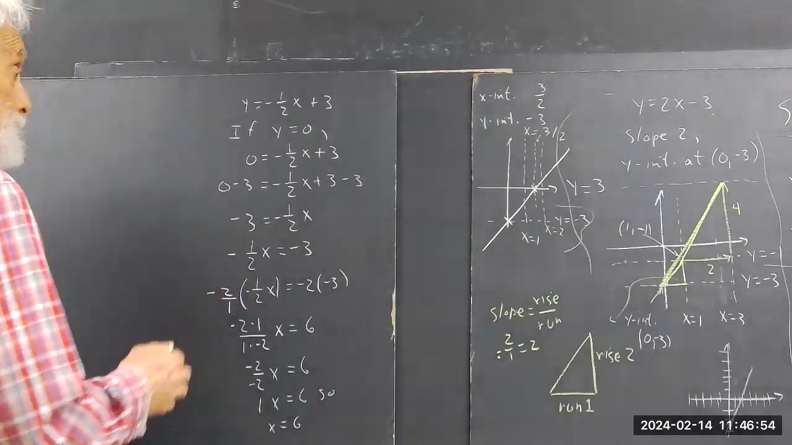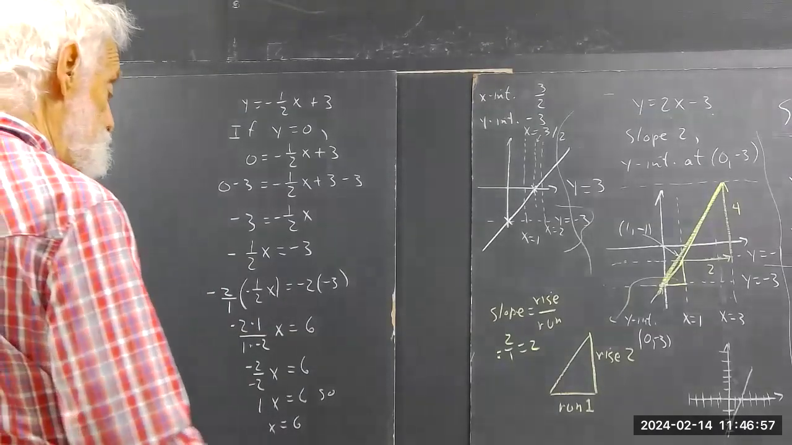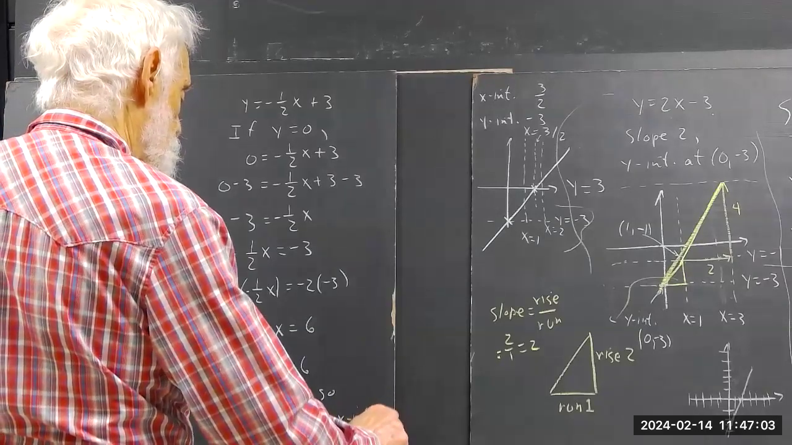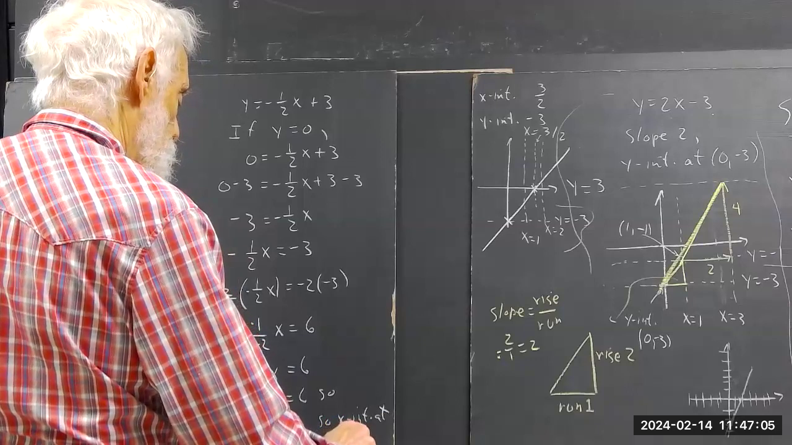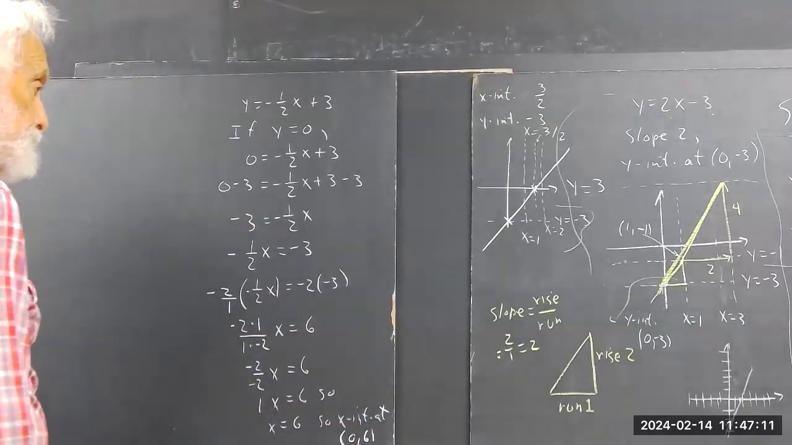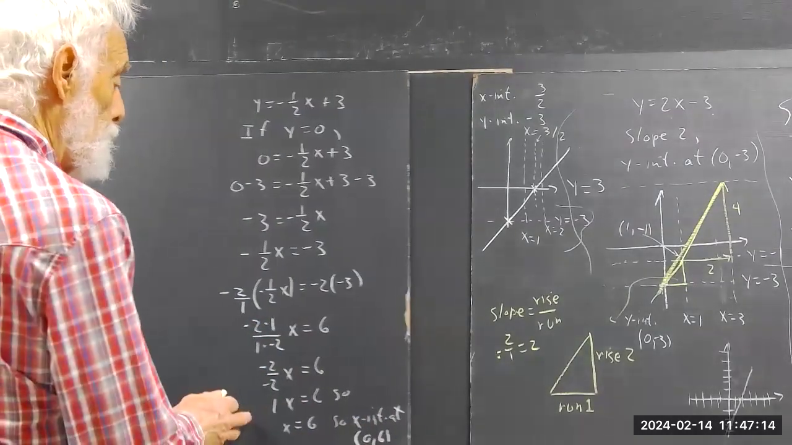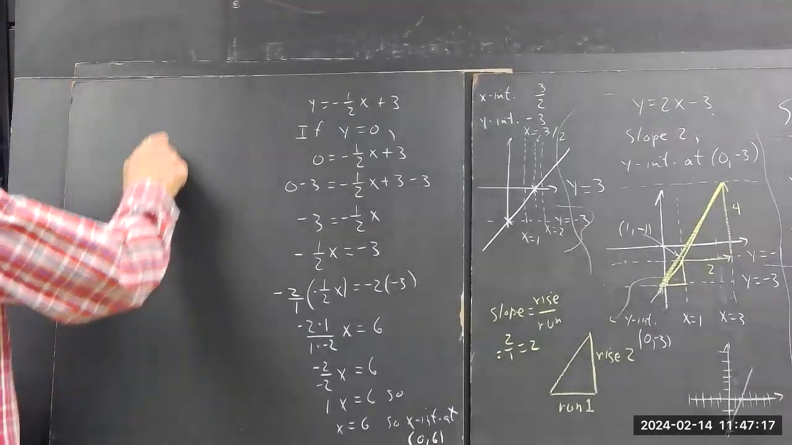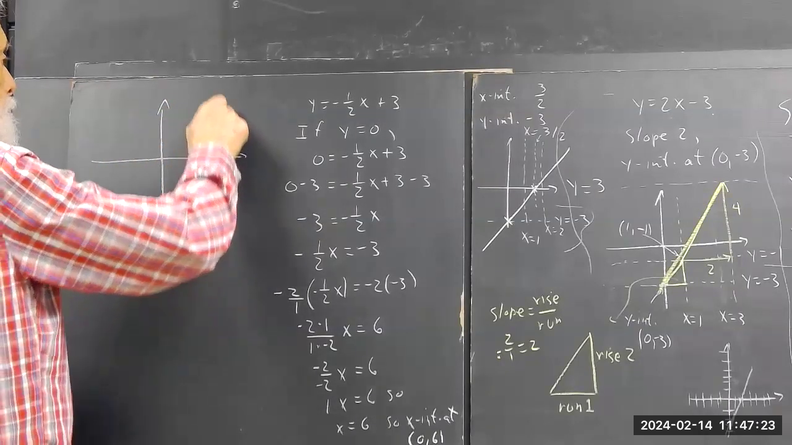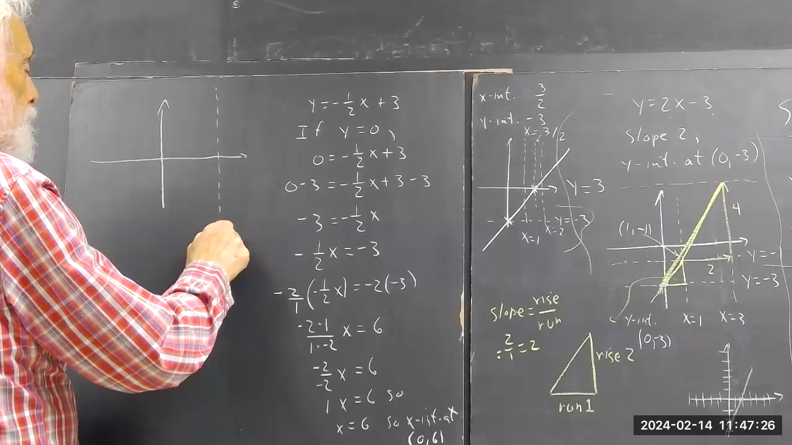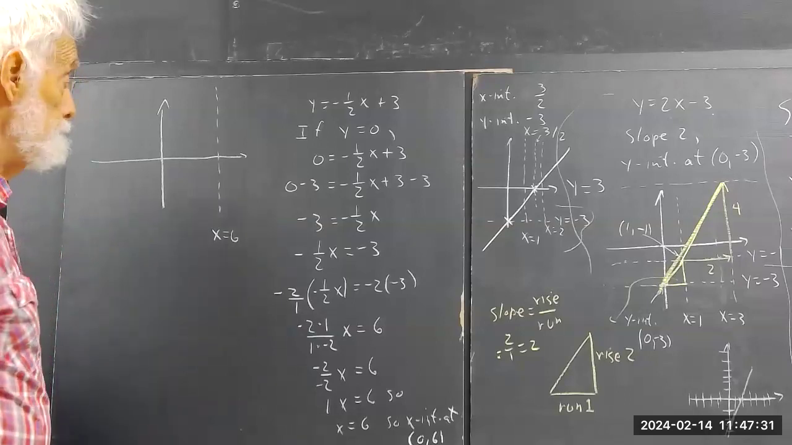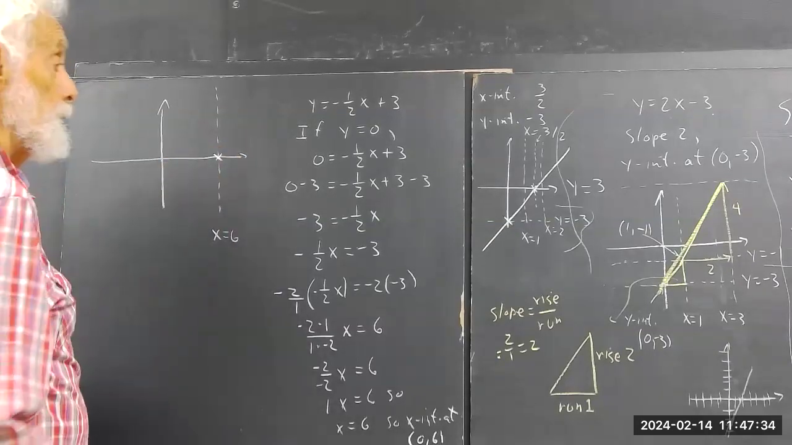So now the y-intercept and the x-intercept. The x-intercept occurs at the point (6, 0). So now we know something about this graph. Decide where you want x equals 6, draw a vertical line, label it x equals 6. That's a point on the graph.